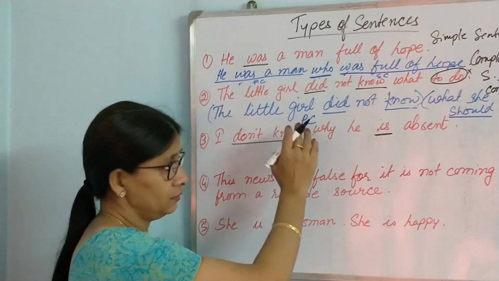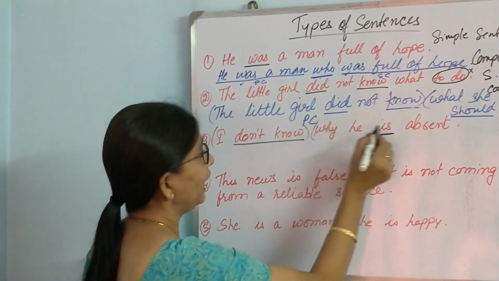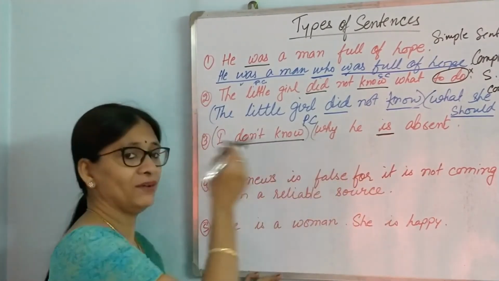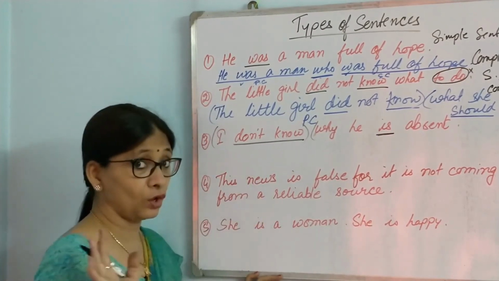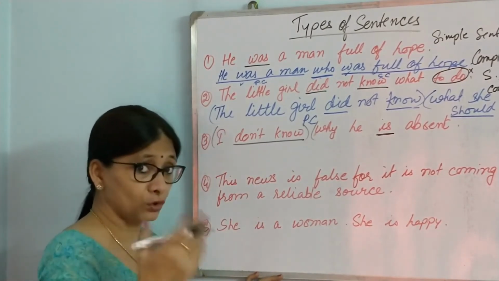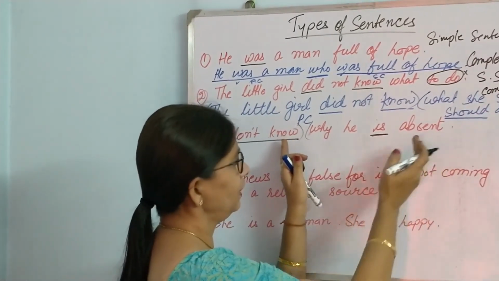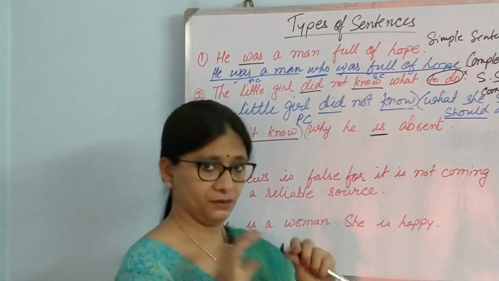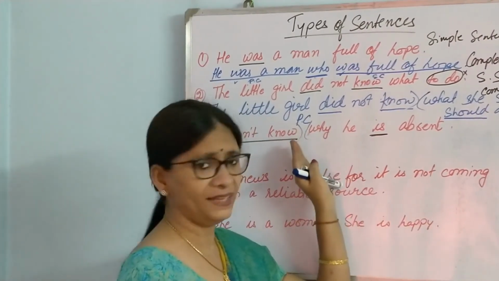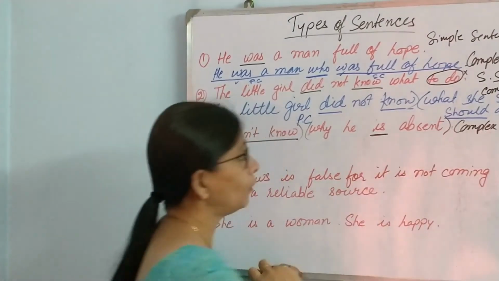Let us see the clauses now. "I don't know" is one clause, the principal clause. "Why he is absent": first of all, if it is why, we can be rest assured that it is complex. But to be totally sure, we have to cross-check it. "He is absent" doesn't make sense by itself. "I don't know why he is absent" makes sense, but just "why he is absent" is not making sense. So this is a complex sentence.